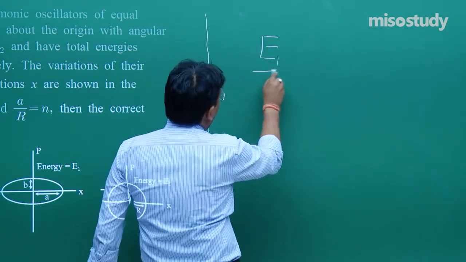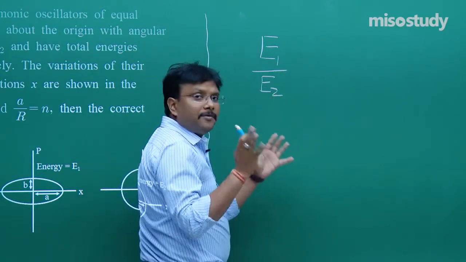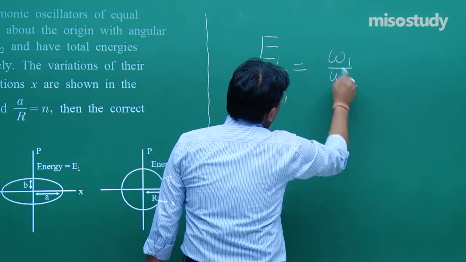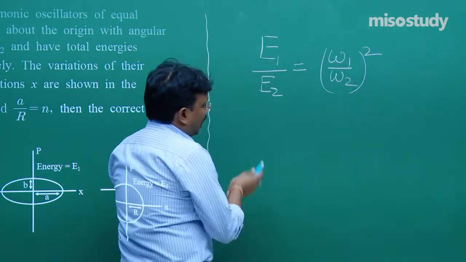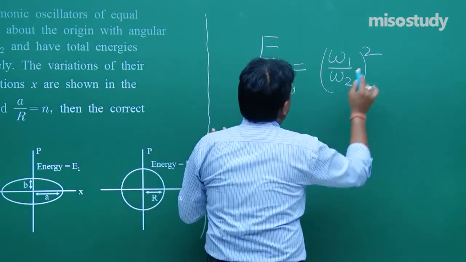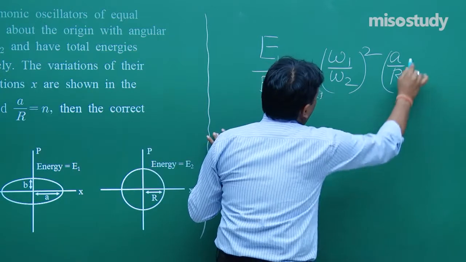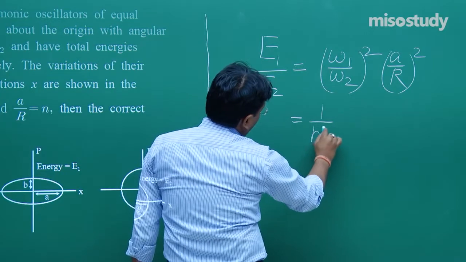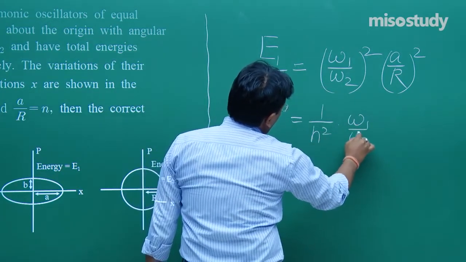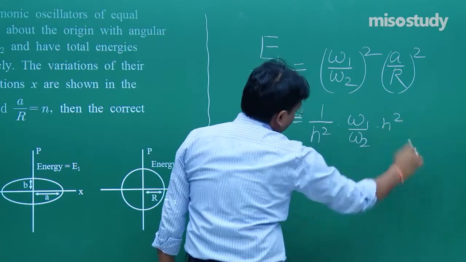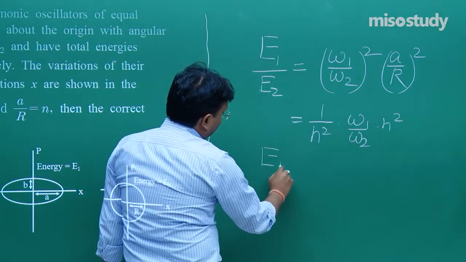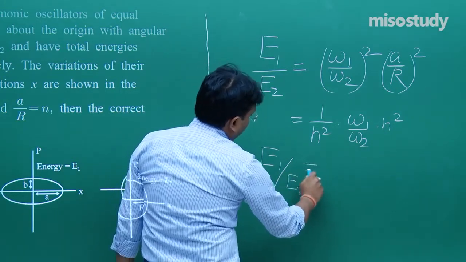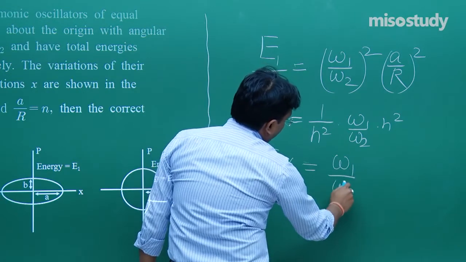So E1 upon E2, obviously we are playing with equations 1 and 2. E1 upon E2 is (omega 1 upon omega 2) whole square, and a by r as given in the problem, a by r whole square. Once you solve it, you will get 1 upon n square into omega 1 upon omega 2 into n square. So ultimately E1 upon E2 is equal to omega 1 upon omega 2.